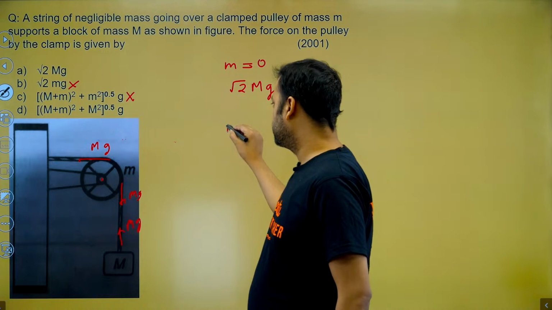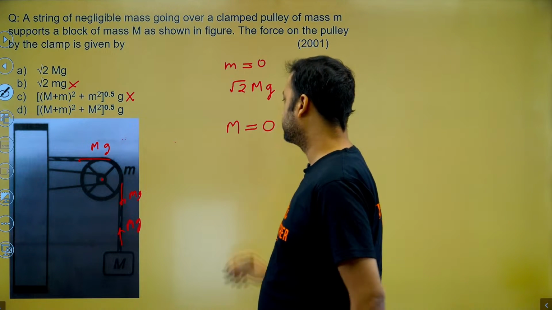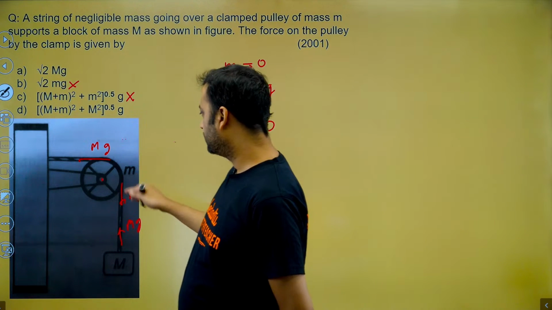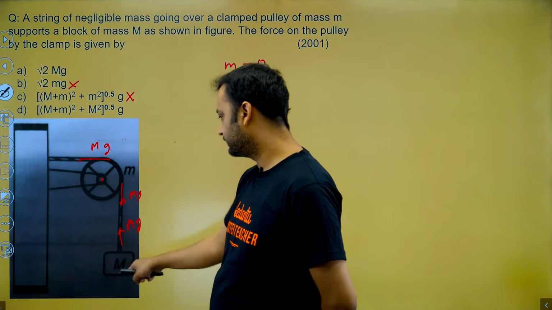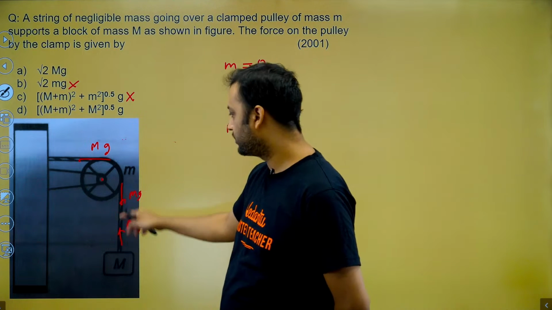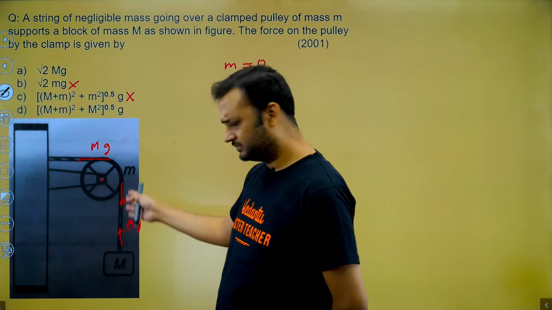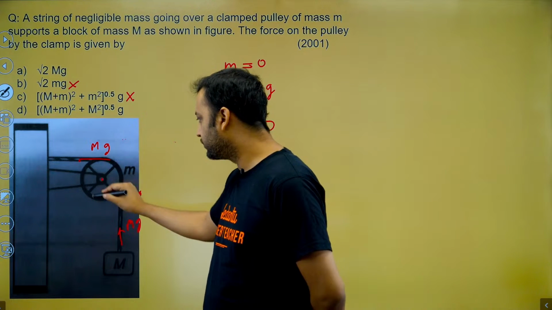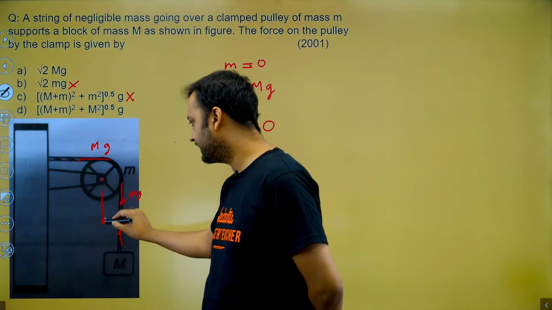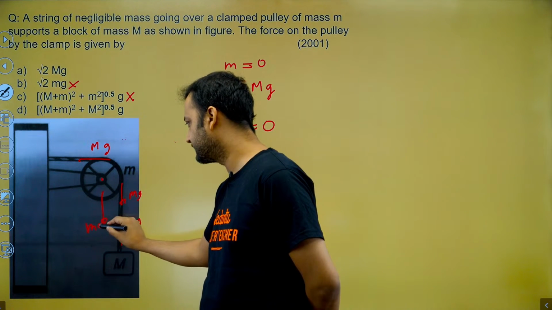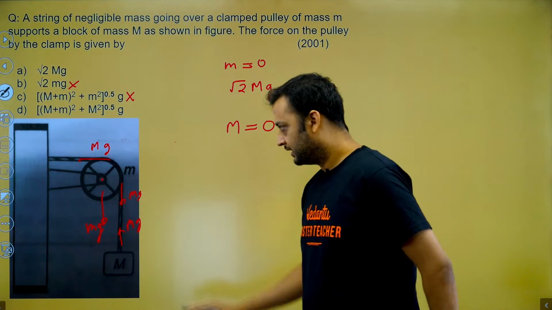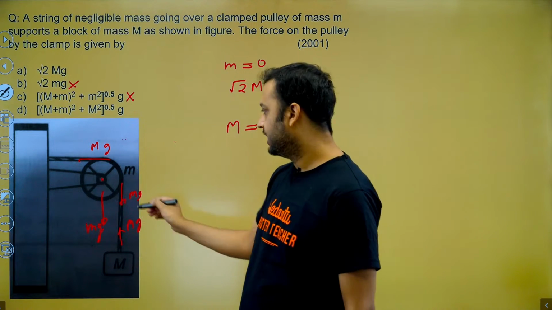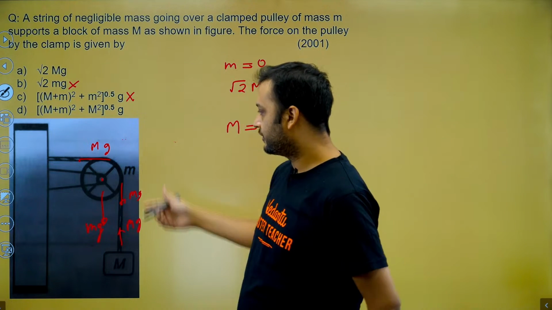Now put capital M equals 0. So if you put capital M equals 0, that means there is no block. Here the string is basically slack. Tension has become 0. So what is the value of the force on the pulley? Just small mg by gravity. String is not going to apply any force because the string has become slack. So the clamp is also going to apply the force of small mg.